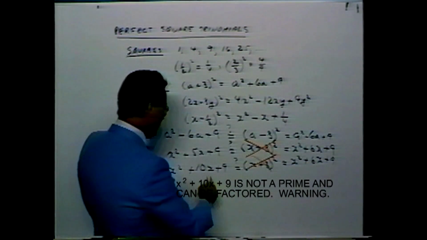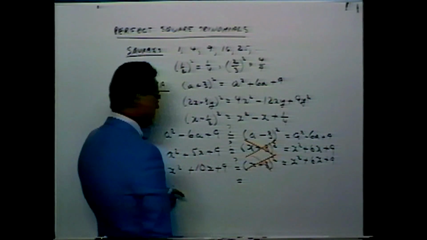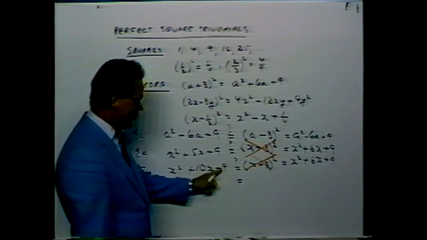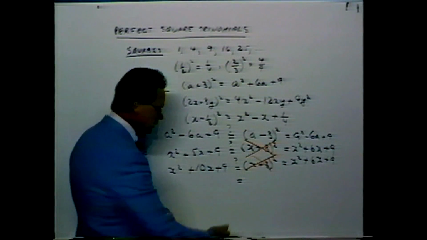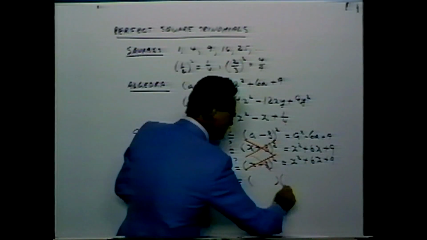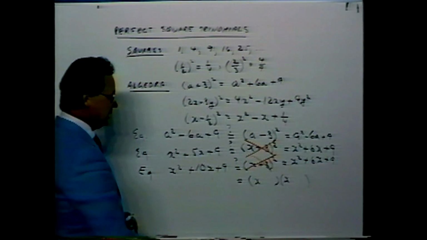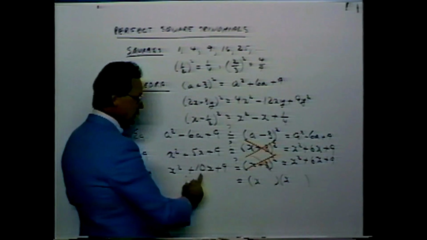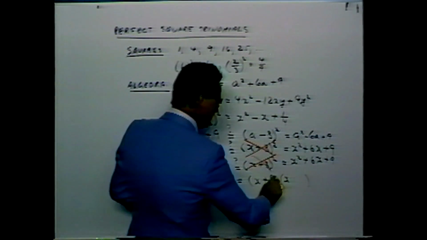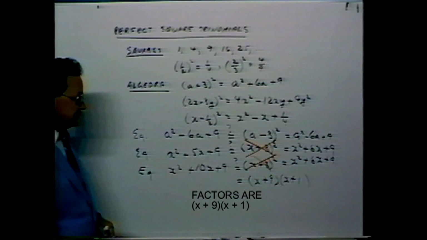What this factors into, recall your rules for factoring trinomials where the leading coefficient is 1, that the factors are (x, ) (x, ). Find two numbers which multiply to give 9 and add up to give 10, and the answer is plus 9 and plus 1. So this particular trinomial is factorable.